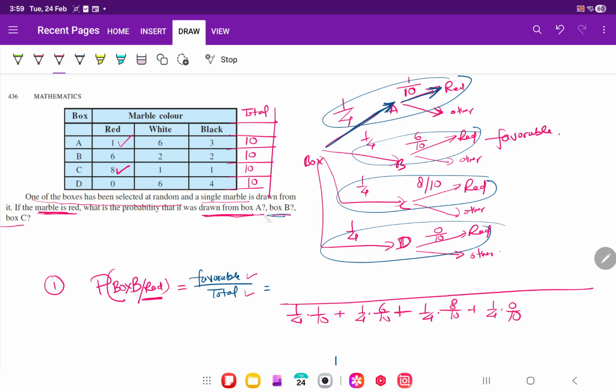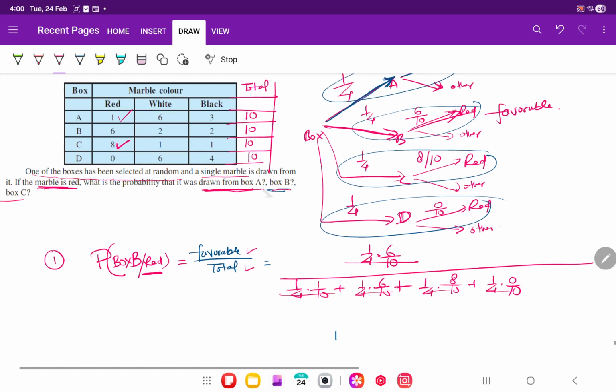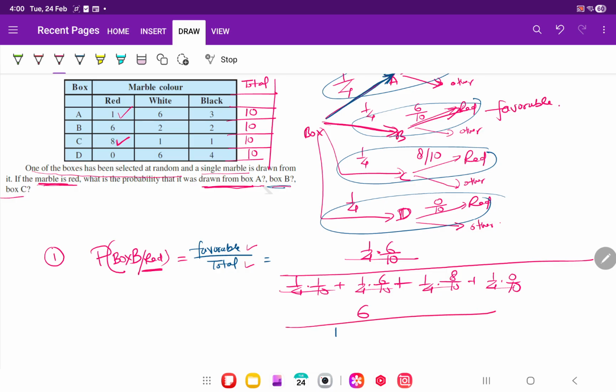But in this case, the box B one is favorable, this one is favorable. So it is 1 by 4 and 6 by 10, correct? So how much will we get? 4 and 10 cancel, right? So we will end up having 6 by 1 plus 6 plus 8 plus 0, which is 6 by 15.